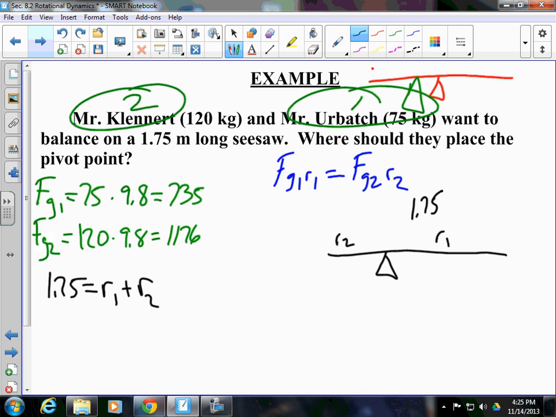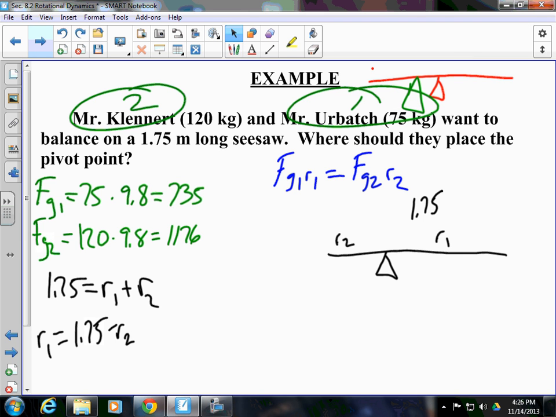Now, algebraically, I can go ahead and solve for R1. R1 is going to be equal to 1.75 minus R2. When I do this, I can plug in for R1, and we'll show you how that works. If you have questions on that, we can talk about this in class tomorrow. I really want you to get this idea that the whole plank's 1.75 meters long. That's equal to R2 plus R1. So how do we solve for R1? If you have questions on that, let me know.